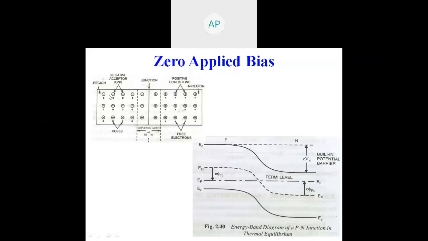Finally, we can say from the P side to the N side, the concentration of holes goes on decreasing, whereas the concentration of electrons goes on increasing. As the concentration is changing, the depletion width will be formed and developed. It is a barrier called the barrier potential, represented as the built-in potential barrier, labeled V subscript BI. So this difference is the barrier potential.